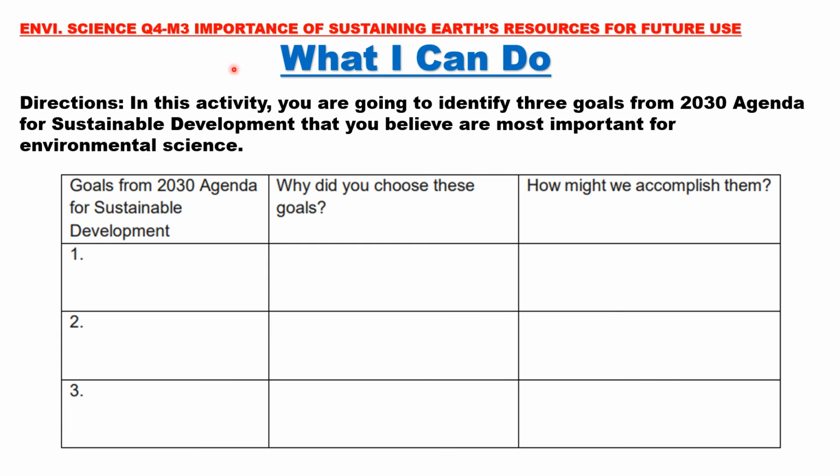What I can do. In this activity, you are going to identify 3 goals from 2030 Agenda for Sustainable Development that you believe are most important for environmental science. So write them down on the first column. In the second column, answer the question, why did you choose these goals? And on the third column, how might we accomplish them?